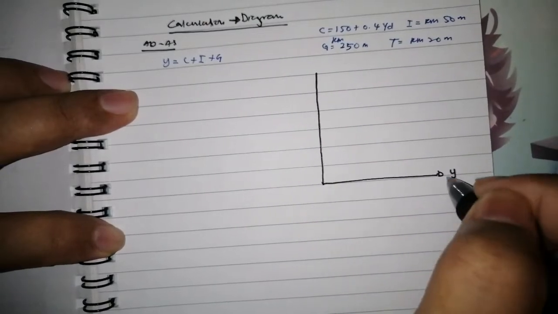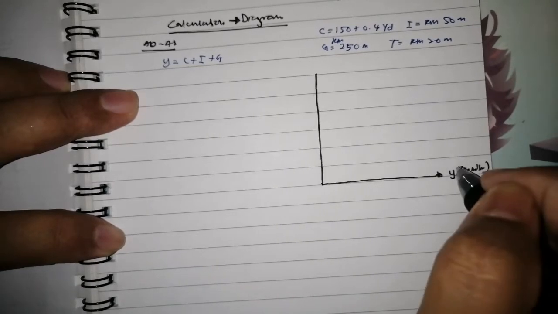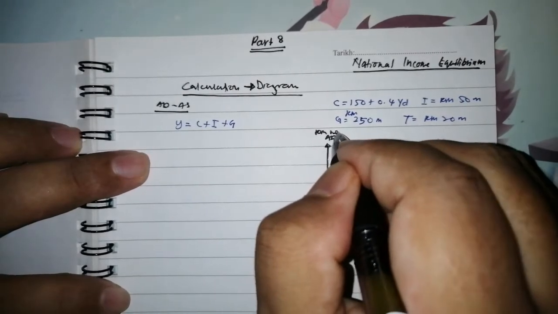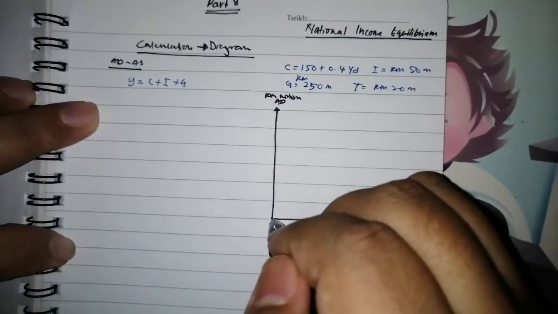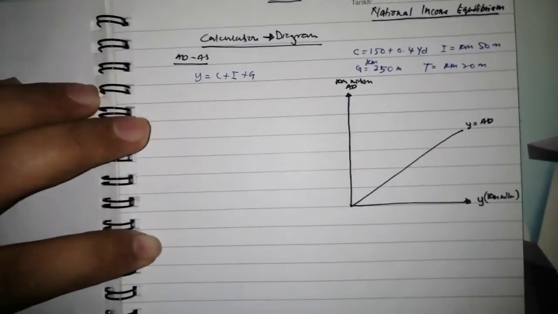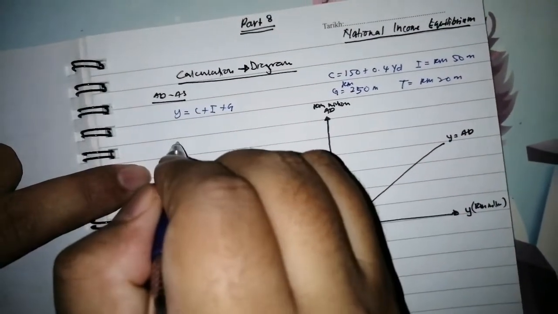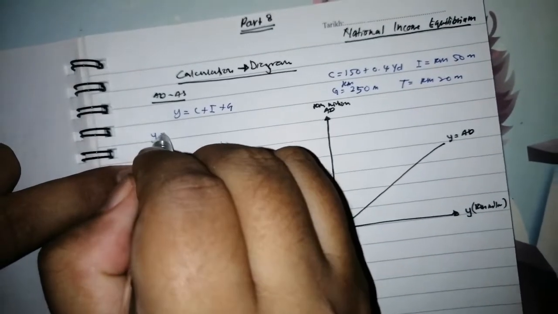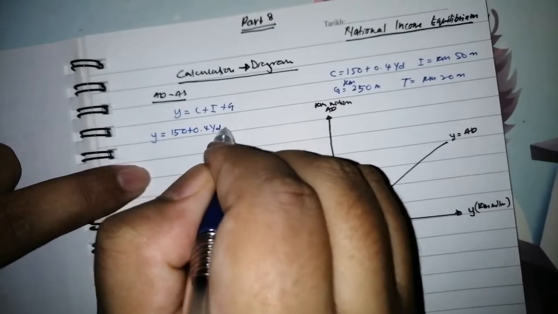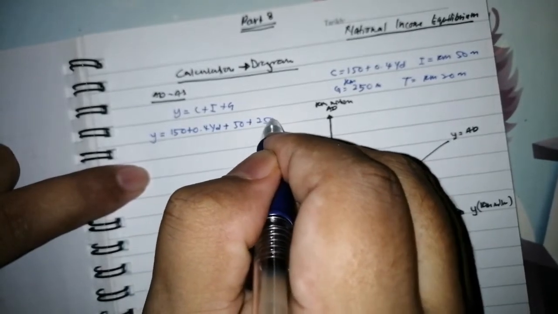This is Y, national income in RM million. This is AD, also in RM million. And then the 45-degree line, Y equal to AD. And then let's do our calculation. Y equal to C plus I plus G. So from the information, Y equal to 150 plus 0.4 YD plus 50 plus 250.